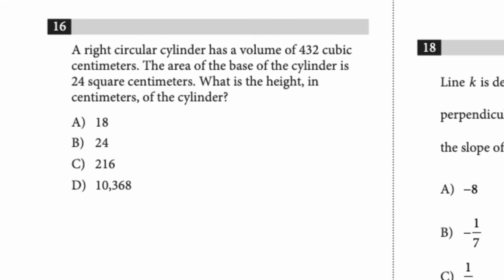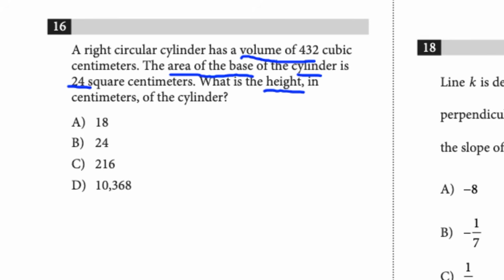So in addition to area, they might just switch it up and talk about volume a little bit. I'm not going to go into too much detail because they pretty much just give you the formulas at the beginning of the section. But in this case, they might ask it like this, where you're given a volume of 432 and they tell you the area of the base of the cylinder is 24, and then they want to know what the height is.